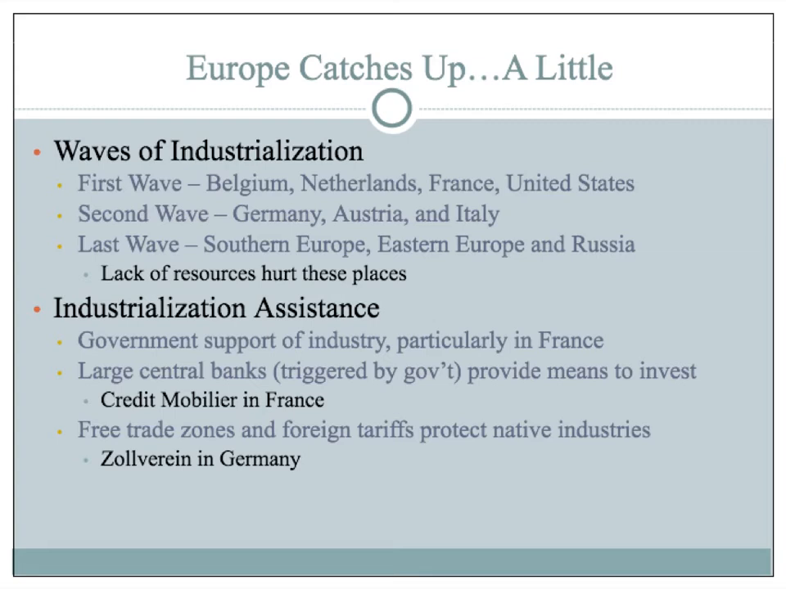It comes in waves. Western Europe, Central Europe, and then Eastern Europe. That's kind of the wave of industrialization. The United States also, you could consider in that first wave being with Belgium, Netherlands, France.